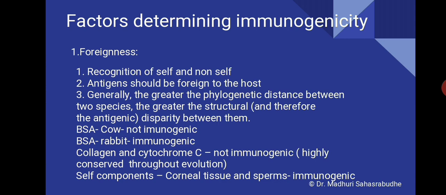Generally, the greater the phylogenetic distance between the two species, the greater the structural disparity between them. For example, bovine serum albumin injected into a cow is not immunogenic, but bovine serum albumin injected into a rabbit is found to be immunogenic. There are some exceptions to this. For example, collagen and cytochrome C are not immunogenic because they are highly conserved throughout evolution, whereas self components such as corneal tissue and sperms are found to be immunogenic.